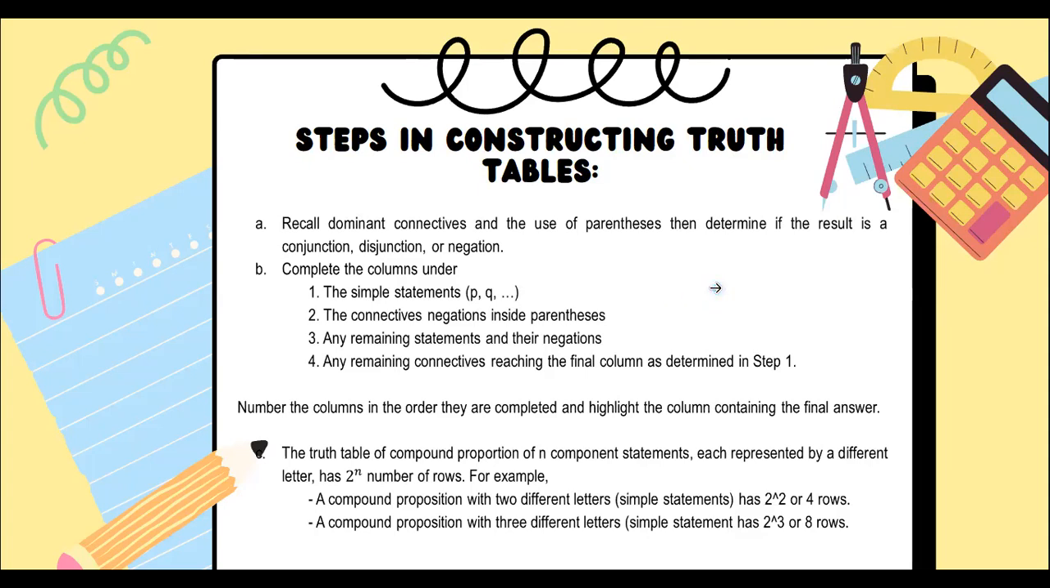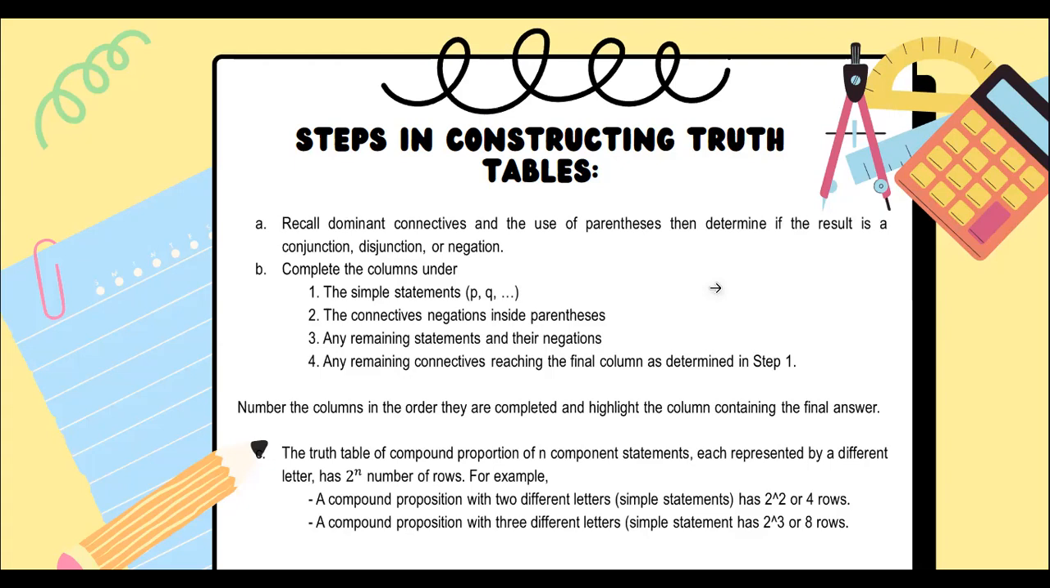under the simple statements. So dito, from simple statement, papunta kayo sa complex statement. Okay? So, una nyo ipe-perform yung simple statement. Second, the connectives negation inside the parentheses. Third, any remaining statements and their negations. Then fourth, any remaining connectives reaching the final column as determined in step number 1.